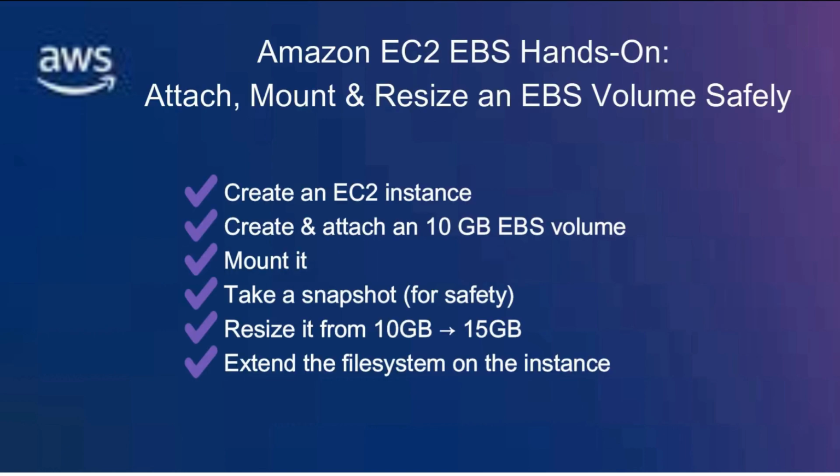Step 1, create an EC2 instance. Step 2, create and attach a 10 GB EBS volume. Then mount it. Take a snapshot for safety. Resize it from 10 GB to 15 GB. Extend the file system on the instance. Now let's see the hands-on.